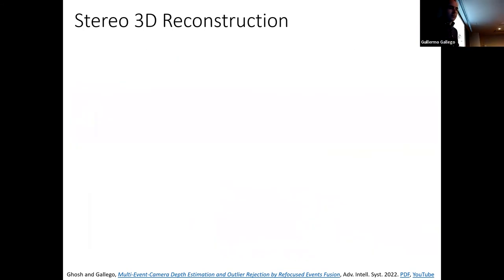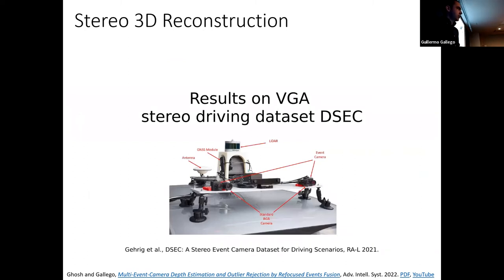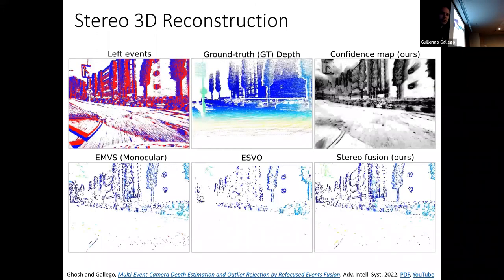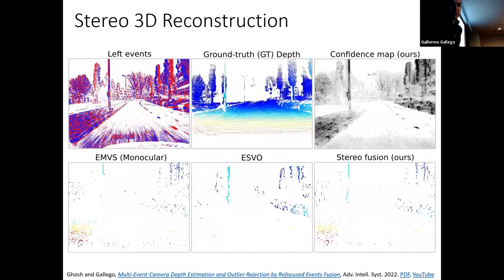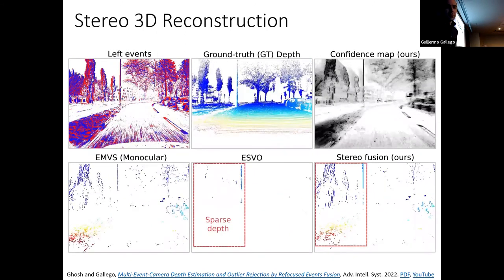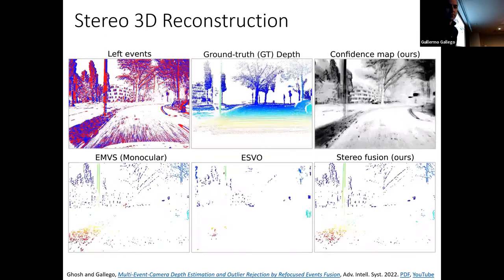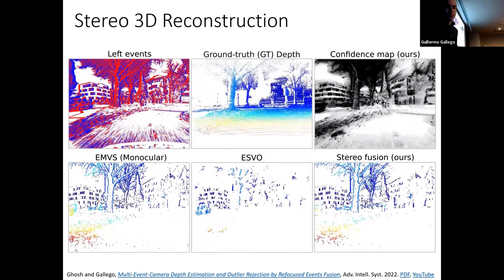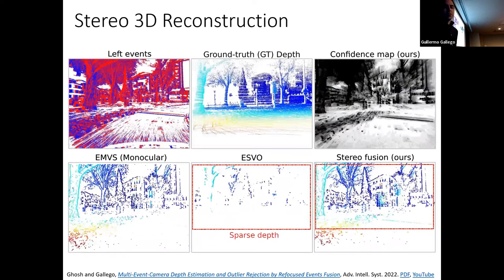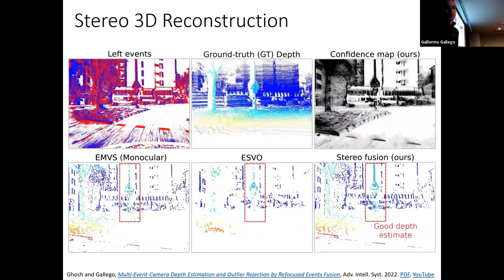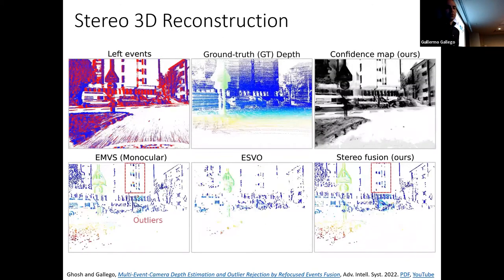What's the range of the LiDAR and the camera motion? Yes. Here, these are the results on the VGA resolution dataset DSEC from the University of Zurich. Ground truth comes from the LiDAR. We are able to reconstruct even when the LiDAR doesn't provide the ground truth. More coverage, more completion than ESVO. Here we are more accurate than the monocular one, and we are also able to remove outliers that are present in the monocular one.